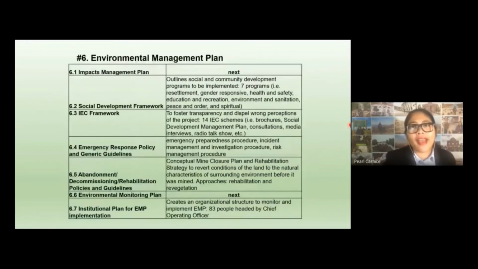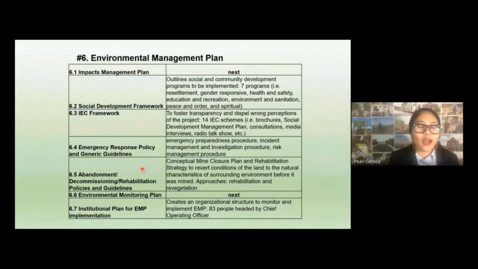And then they have an environmental management plan. They have a social development framework. They have an IAC framework. They have emergency response policy and generic guidance. They also have abandonment, decommissioning, and rehabilitation policies and guidelines. So they will be lining up these specific guidelines as to what their activities will be during the abandonment and decommissioning of the project.